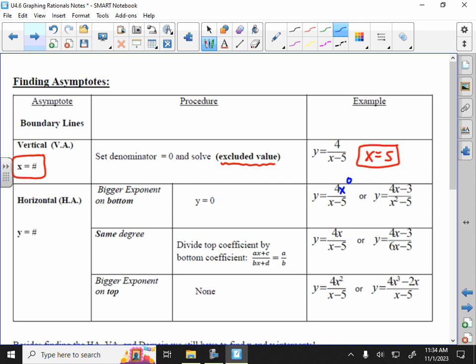So on top, the polynomial degree is 0. So when you have just a constant term, the degree is 0. On the bottom, it's x to the first, and it's a bigger exponent or bigger degree on the bottom in that case, so that's why it's y equals 0. Another case, we can say y equals 4x minus 3 over x squared minus 5. On top, 4x minus 3, the degree is 1, because it's x to the first power. On the bottom, it's degree 2, because it's x to the second power. Again, the bigger exponent is on the bottom.